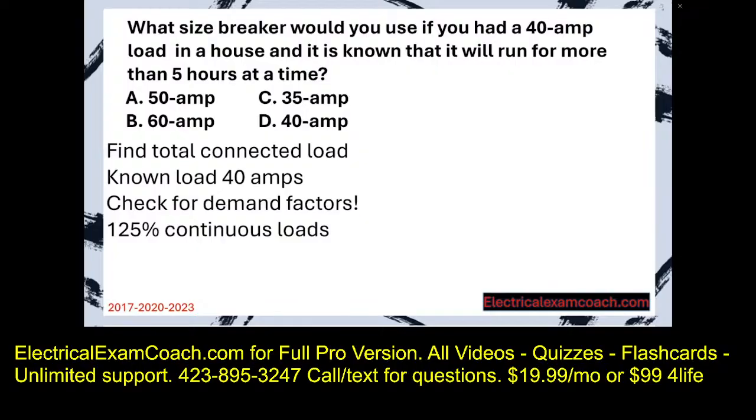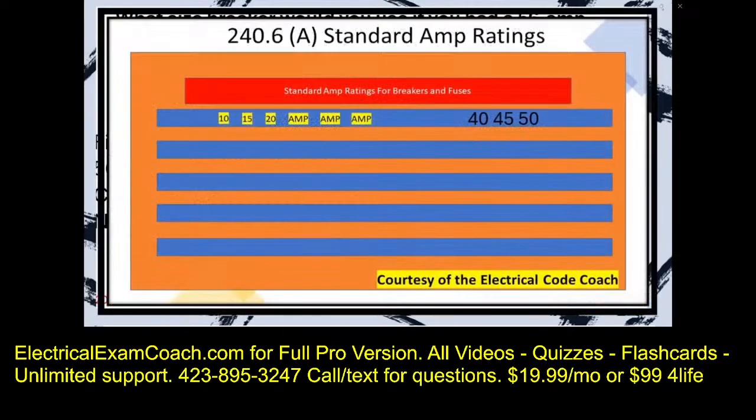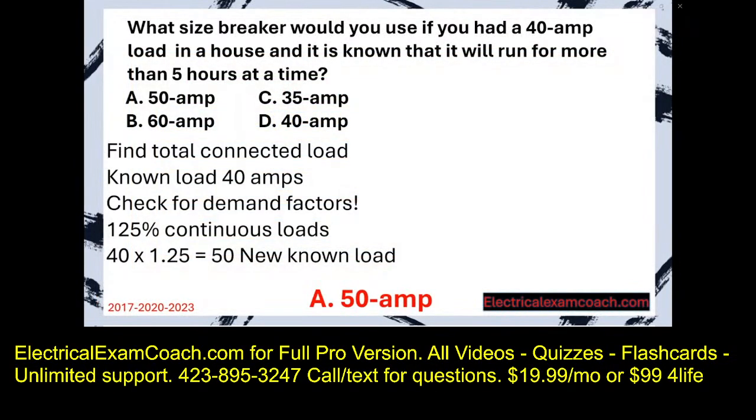It's very important to note that the test makers will put different numbers of hours to see if you're paying attention. They'll put, what if the load runs for 16 hours or 20 hours? If it's anything 3 hours or more, it's going to have that 125%. We take our known load multiplied by 1.25, and that gives us a 50 amp new known load. We head to table 240.6(A), and we're going to land directly on a standard size breaker, which is a 50. So we come back and select A.